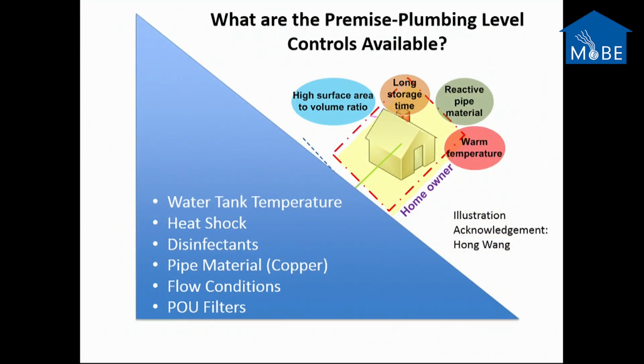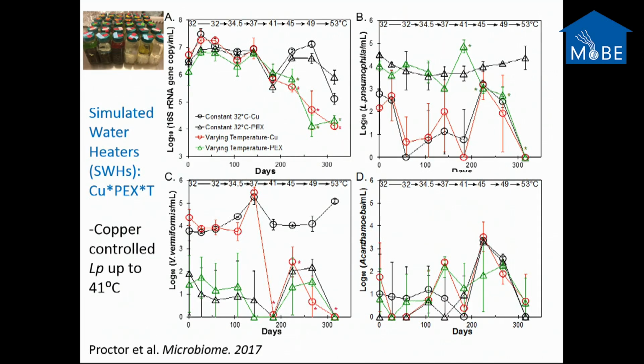So that's thinking about distribution systems, shifting water chemistries. So getting back into the premise plumbing, there's a lot of things you can manipulate. These are some of the things we've looked at. I'll focus a bit on temperature and pipe material.